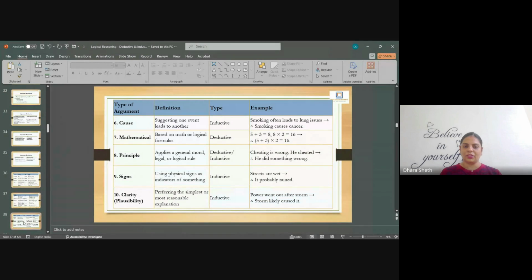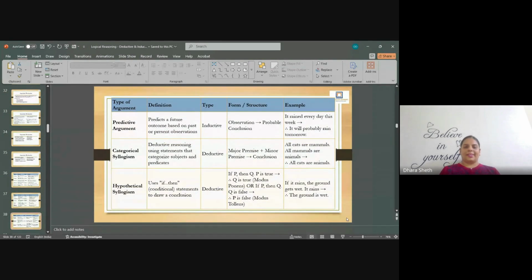Okay. 3 more. I don't know if we can actually classify the last 2 as types of argument, but knowing what they mean is important for you because these have come as options in the questions. Predictive argument is where you predict a future outcome based on past or present observations. That's an inductive type because you are predicting something which may or may not happen. The observation leads to a probable conclusion. It rained every day this week. Therefore, it will probably rain tomorrow also.